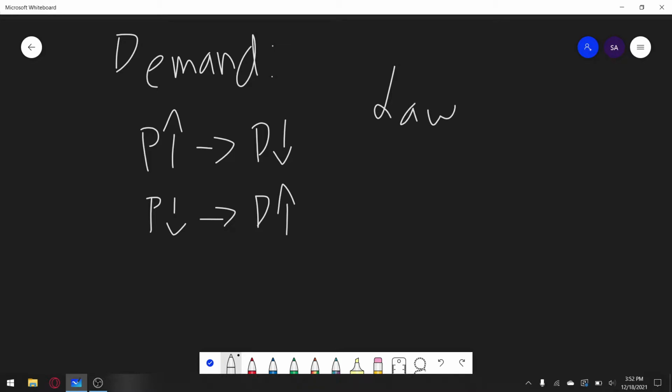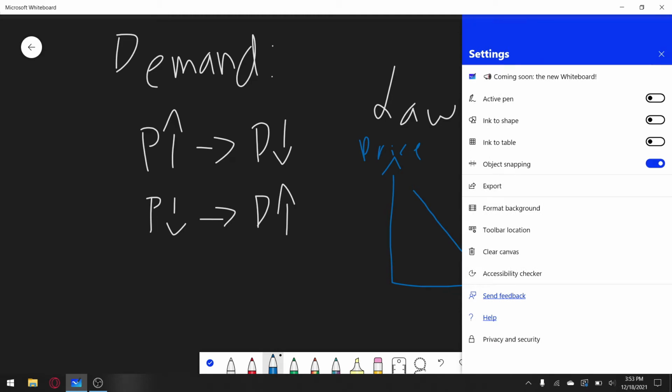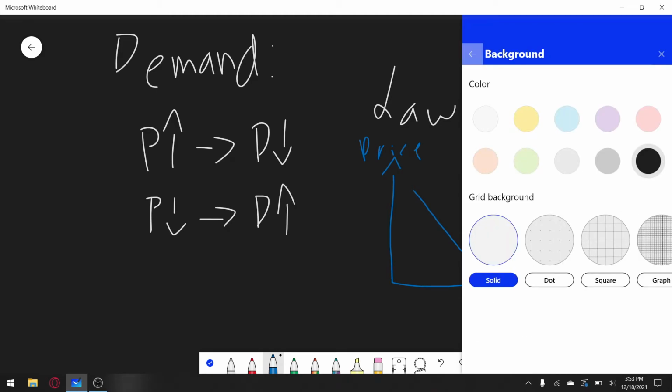So the demand curve, as you've probably seen, is like this. It's downwards. This is our price, and this is our quantity. So demand can either increase or decrease.